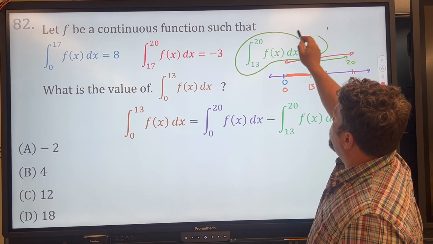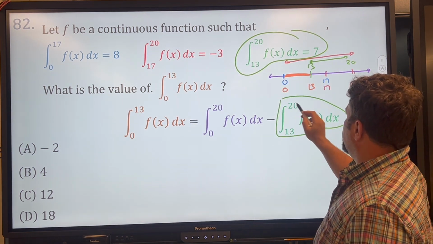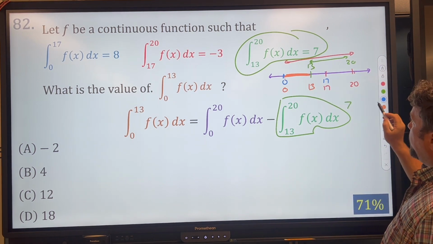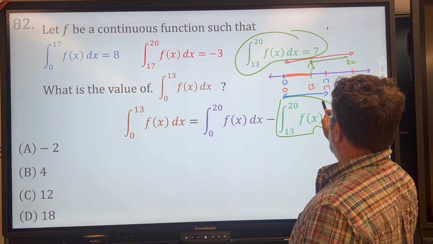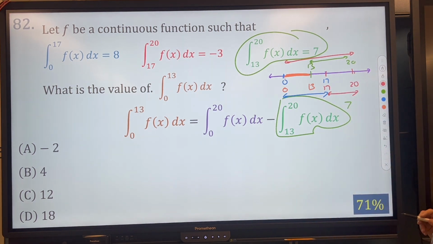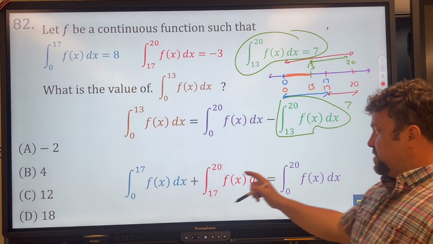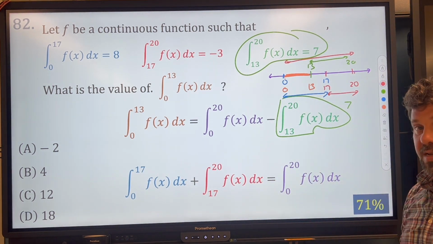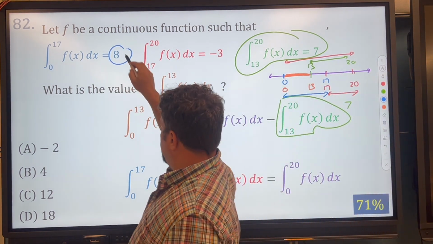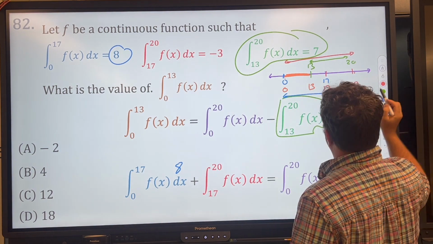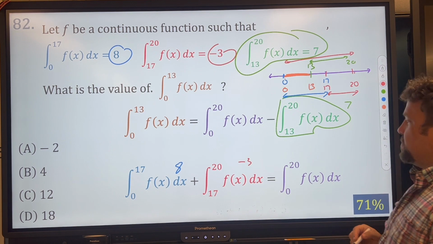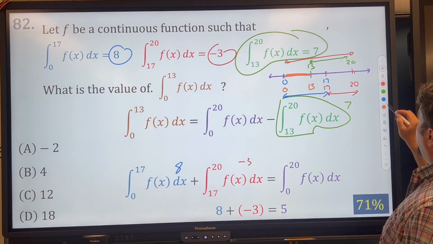All right, so we have this. We know that's 7. We don't have 0 to 20. However, what we do have is 0 to 17, and we have 17 to 20. So if we add 0 to 17 and 17 to 20, that gives us the answer from 0 to 20. And we know 0 to 17 is 8, and we know 17 to 20 is -3. So the distance from 0 to 20, 8 minus 3, is 5.